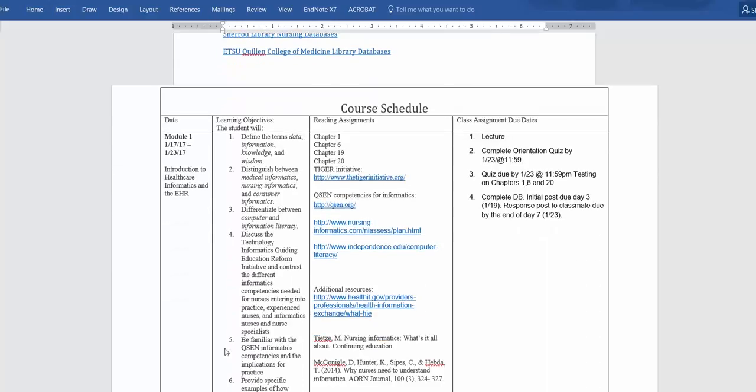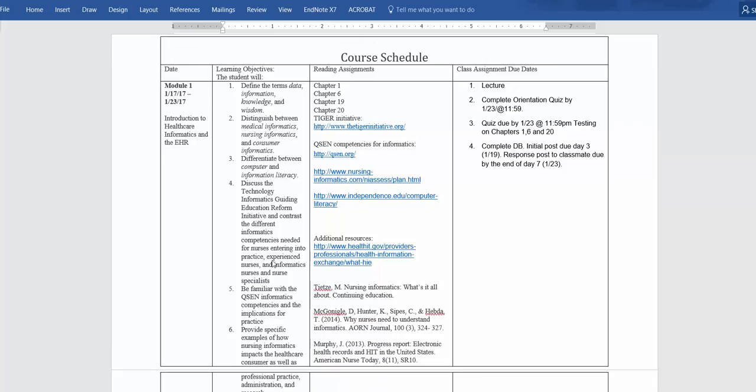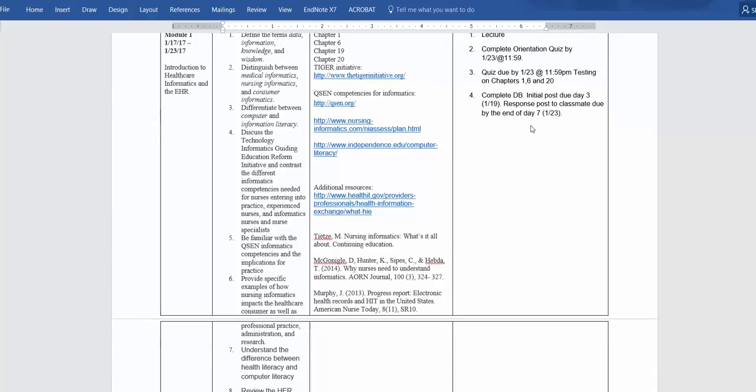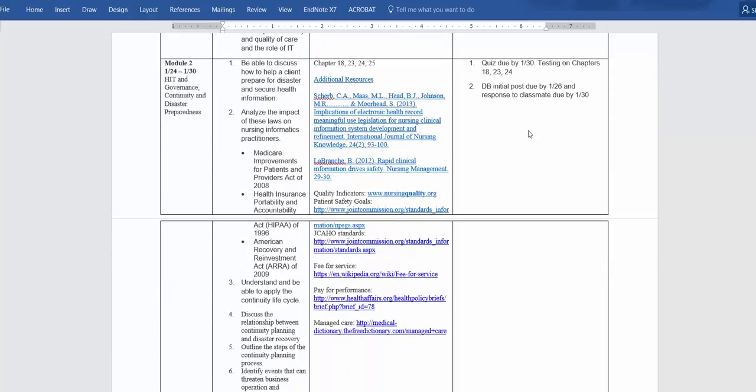The course schedule just outlines what we're going to be doing for the next 7 weeks. So, for example, week 1, you have a quiz, you have a discussion board, and it tells you when those are due and what the quiz is over. It also tells you that you have an orientation quiz. And there is a recorded lecture for you to listen to, as well as the reading that's assigned.